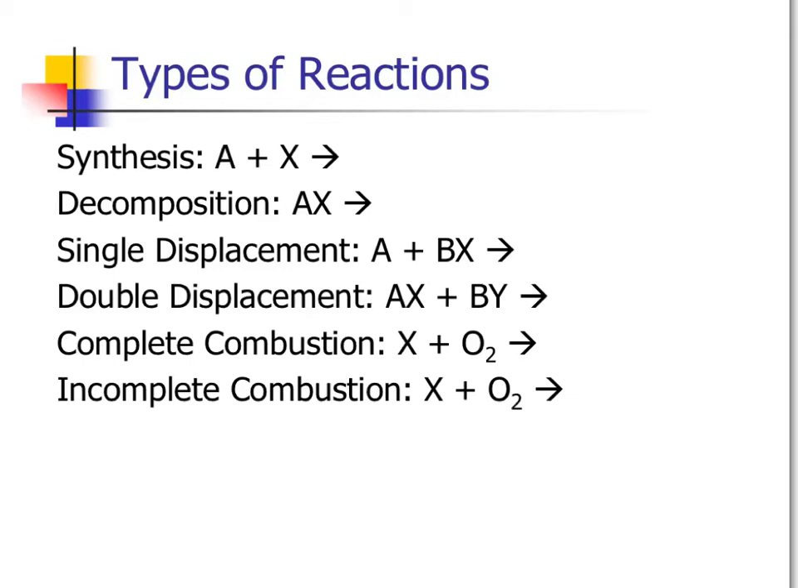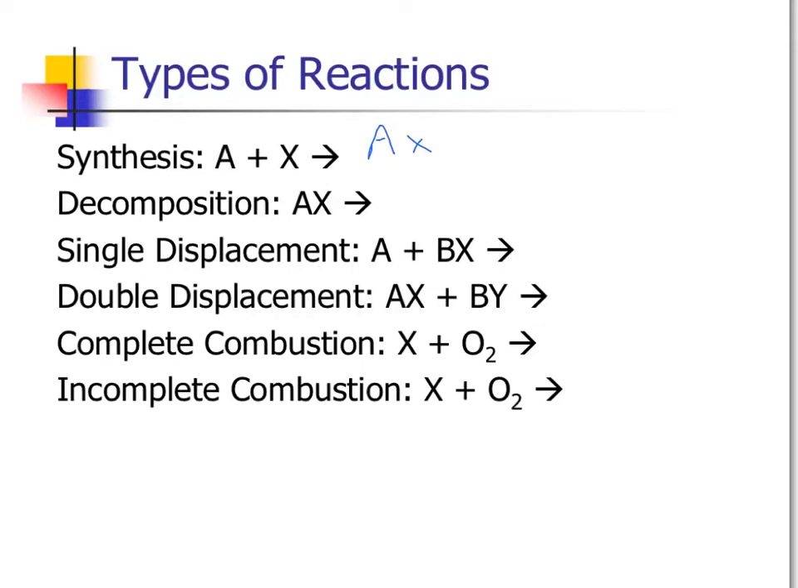There are 5 main types of chemical reactions: synthesis, decomposition, single displacement, double displacement, and combustion. A synthesis reaction is where two things become one. It's represented by the general formula A plus X gives you AX. Now these can be single elements joining together to be a compound, or two compounds joining together to become a larger compound.